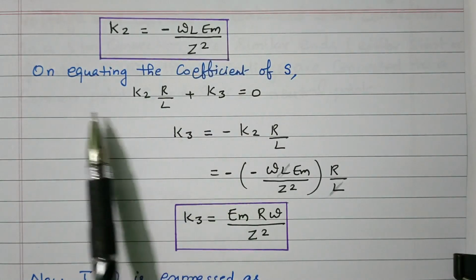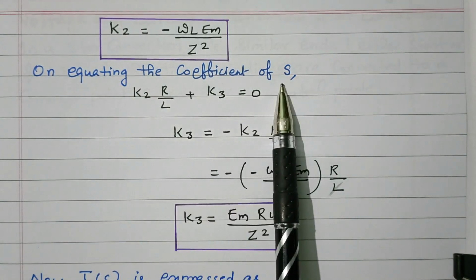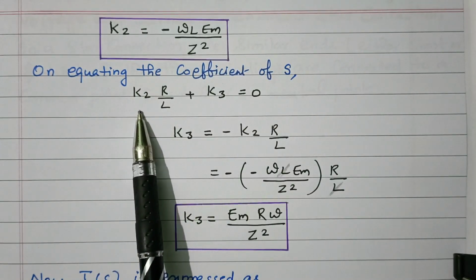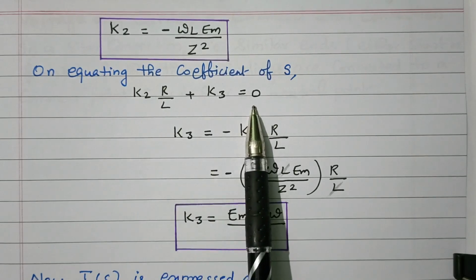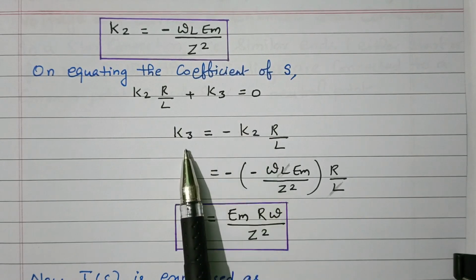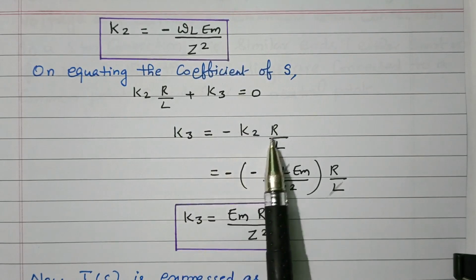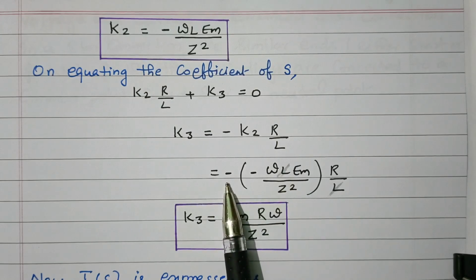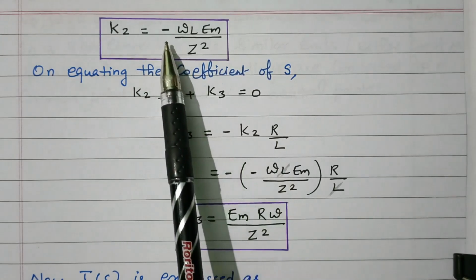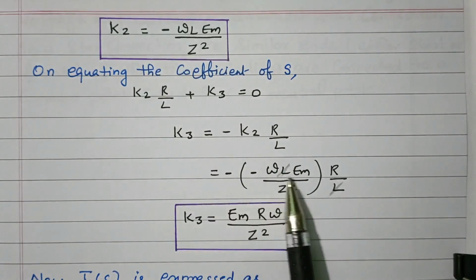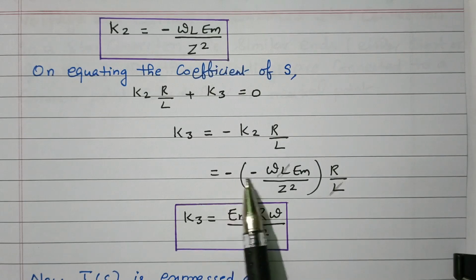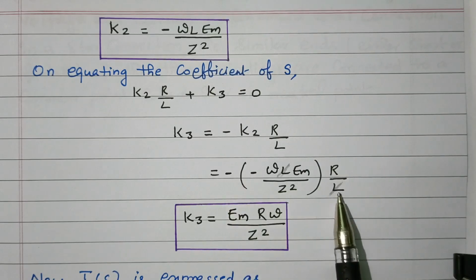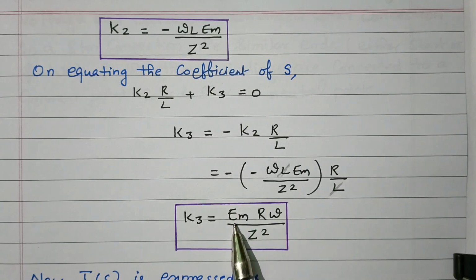Now k3. For that, we equate the coefficient of s. We already discussed that k2 r by L plus k3 is the coefficient of s, and that is equal to 0, since that side has no coefficient available. So k3 equal to minus k2 into r by L. The k2 value is already available, and here also one minus is there: minus omega L Em divided by z square into r by L. Both negatives become positive, and this L got cancelled. So k3 is Em omega r divided by z square.